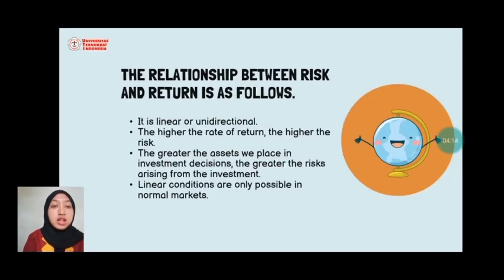Okay, next slide. The relationship between risk and return is as follows. It is linear, or unidirectional. The higher the rate of return, the higher the risk. The greater the asset we place in an investment decision, the greater the risk arising from the investment. And linear relationships are only possible in a normal market.